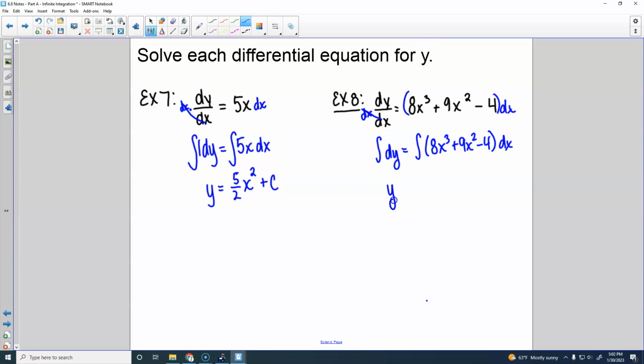So over here, we'll just get y, and then over here we'll get x to the fourth. 8 divided by 4 is going to be 2. Over here we'll get x to the third. 9 divided by 3 is going to be 3, and they'll have a minus 4x, and always put that plus c there on the end.